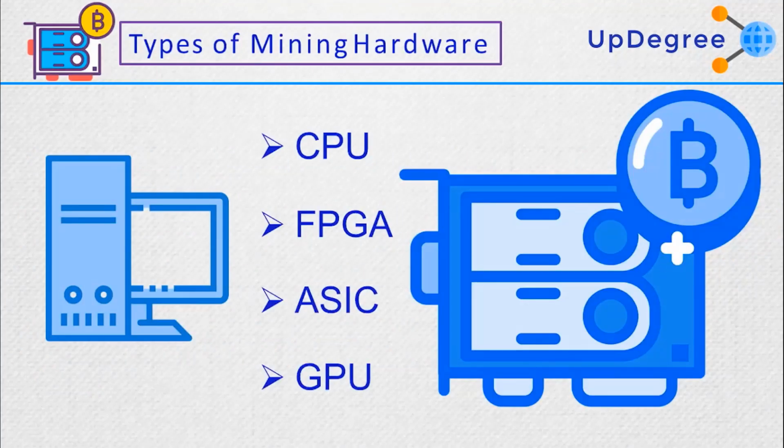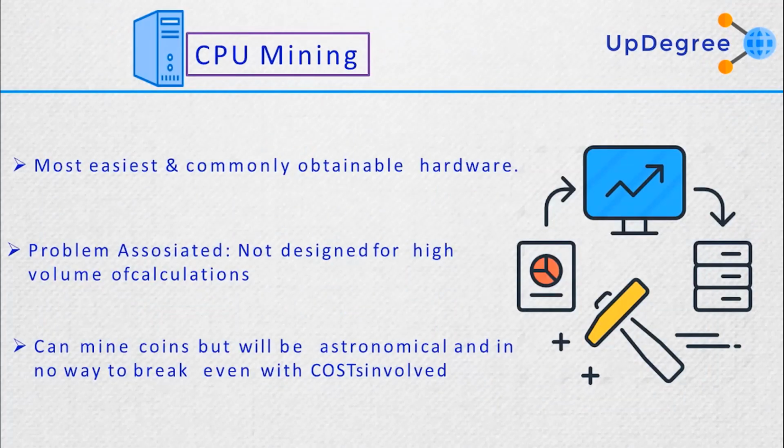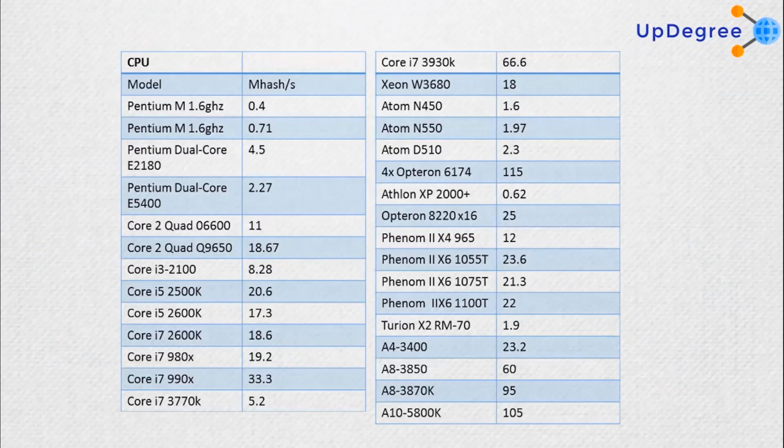So I'm just repeating some of the hardware for mining. You have CPU, which is an old one, and FPGA, ASIC, and GPU. I'll try to show some examples. CPU mining is the easiest, most commonly available hardware, but the problem is it's not designed for high-value calculation, and the cost is astronomical. Currently, you need a lot of CPU mining machines, but it's an astronomical cost. Earlier, in 2009, when it started, you could mine on your home computer. So there are some of the various CPU models, like Core i7.